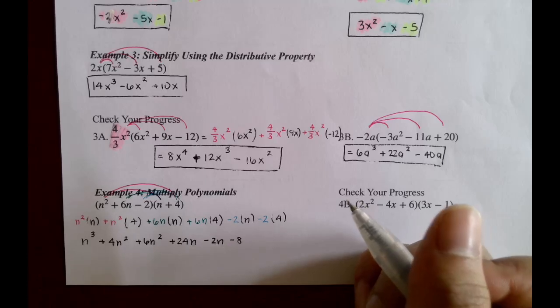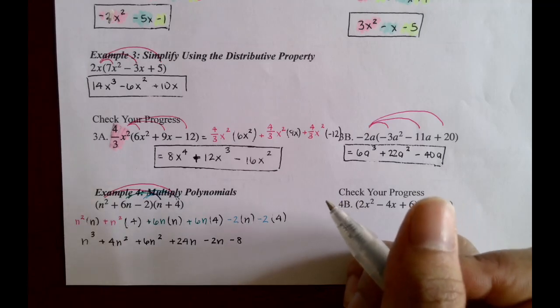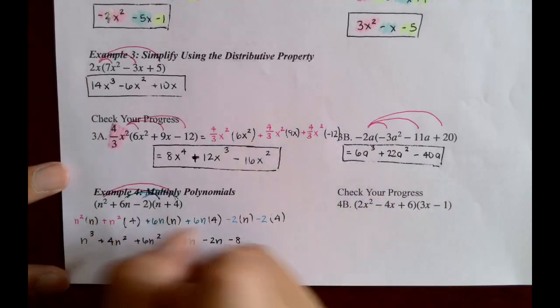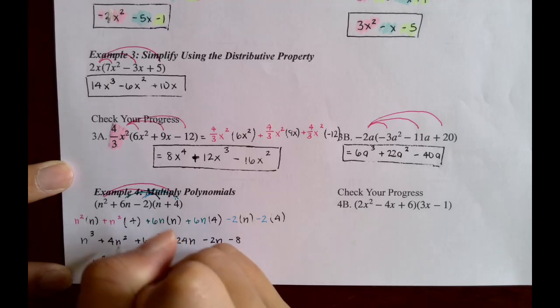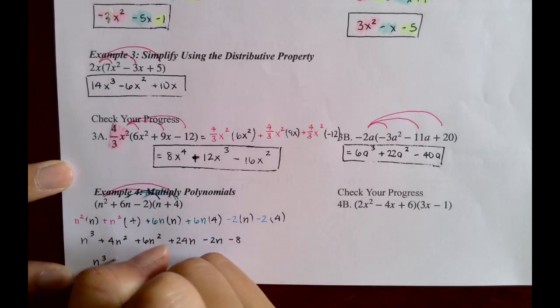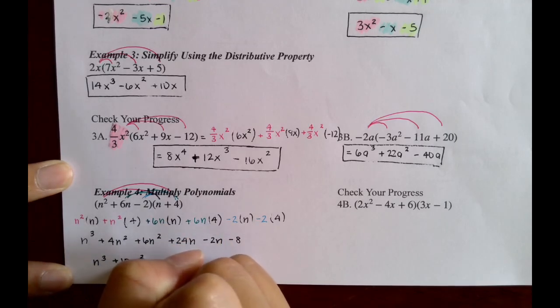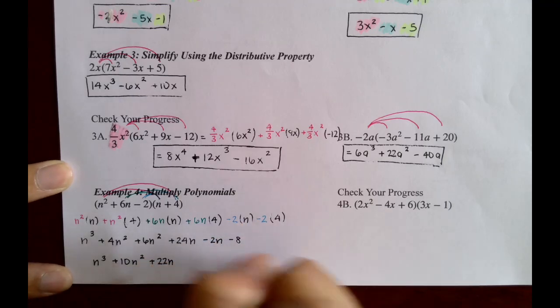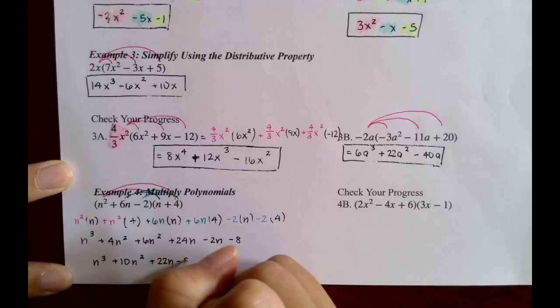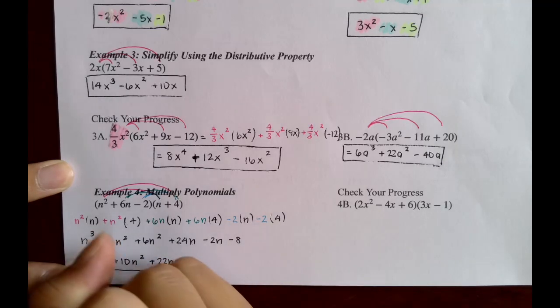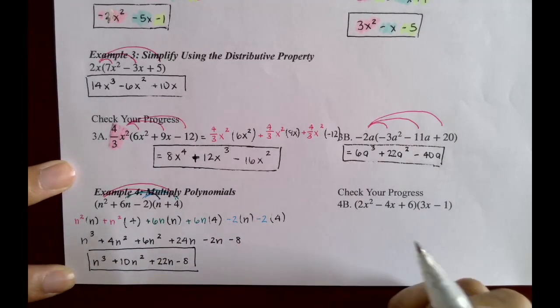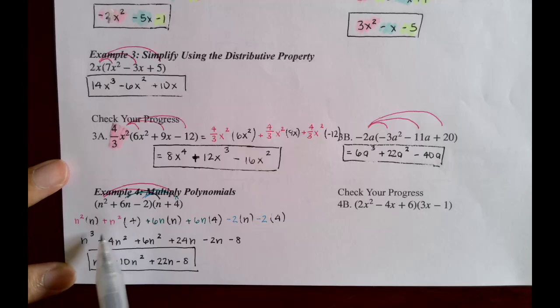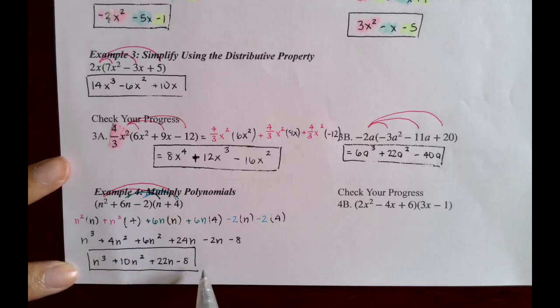Okay? And then now I'm just combining like terms. Right? So n cubed is the only cubed. 4n squared and 6n squared become 10n squared. 24n minus 2n, now there's only 22n, and then -8 here is my only constant. If you can do it in your head to get this, that's fine, right?